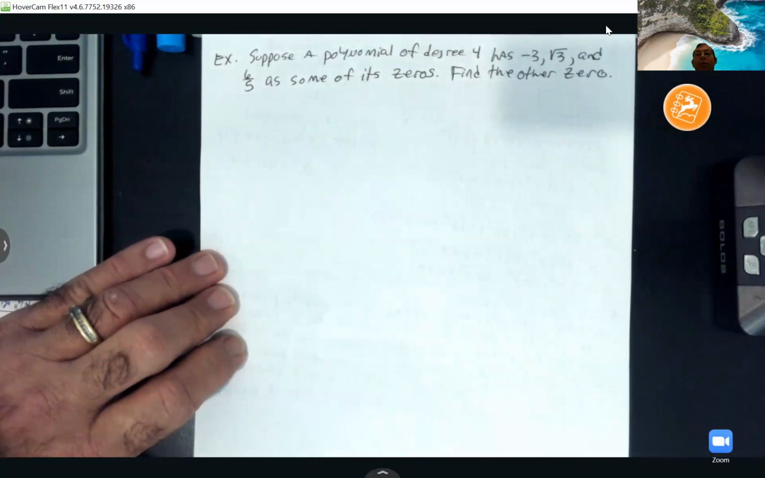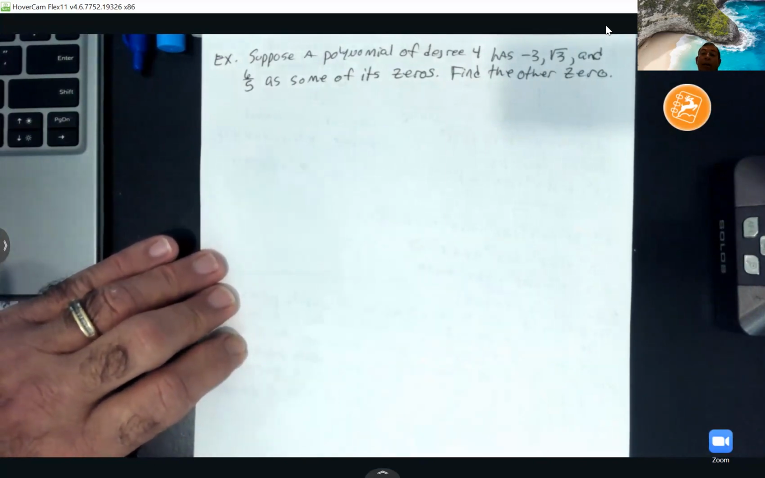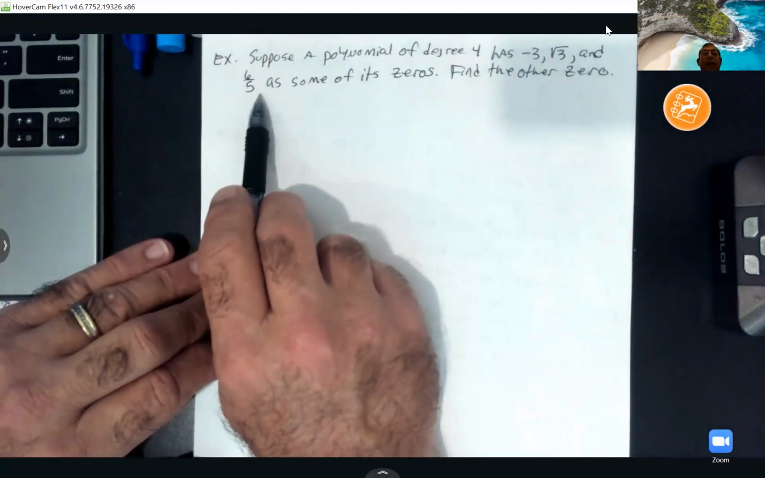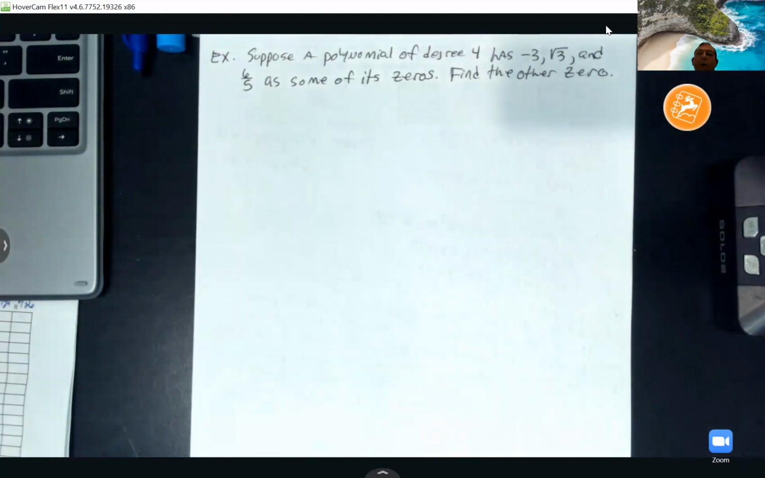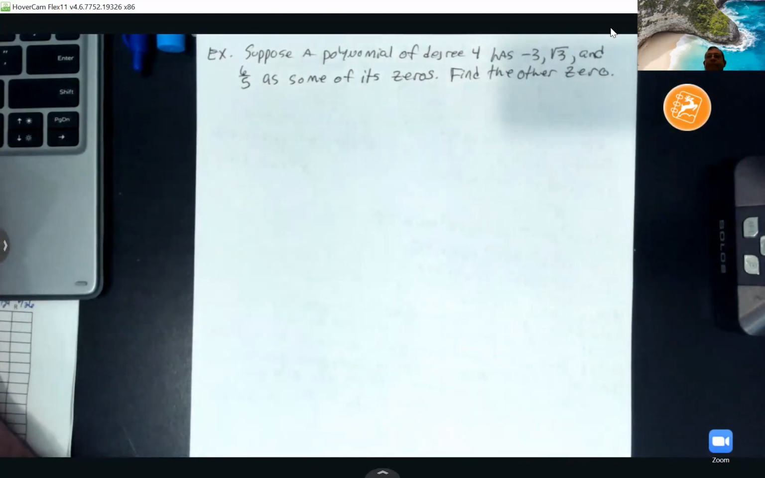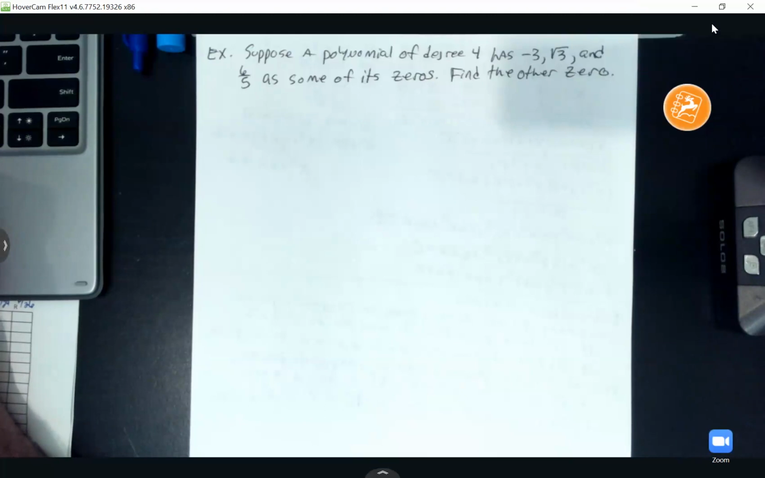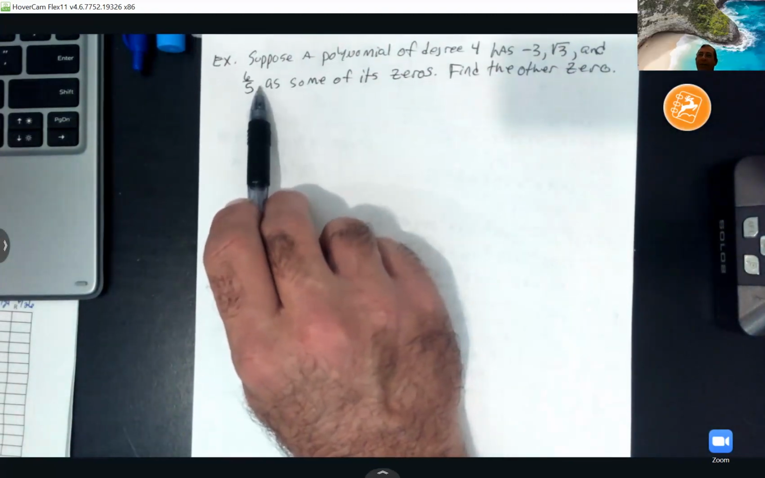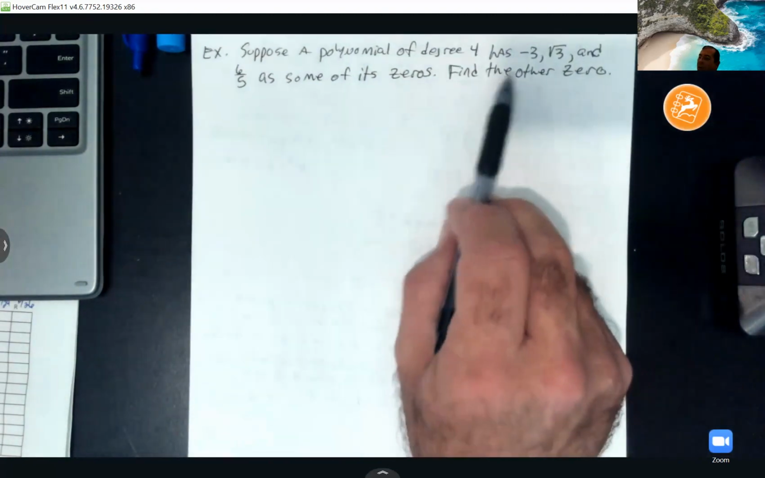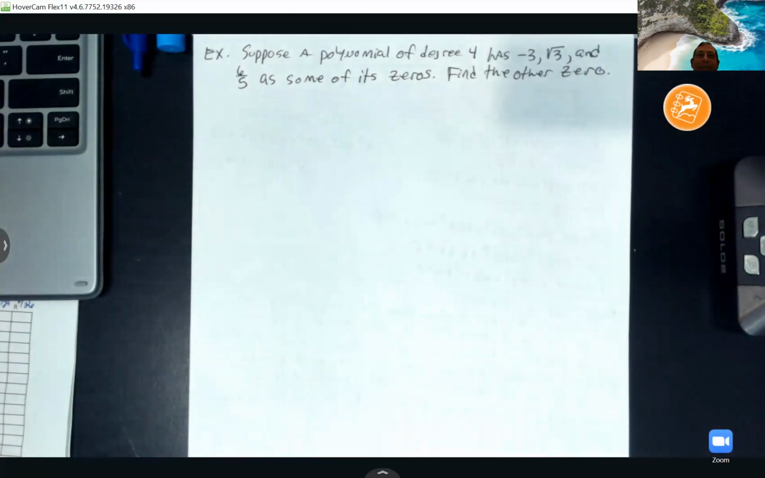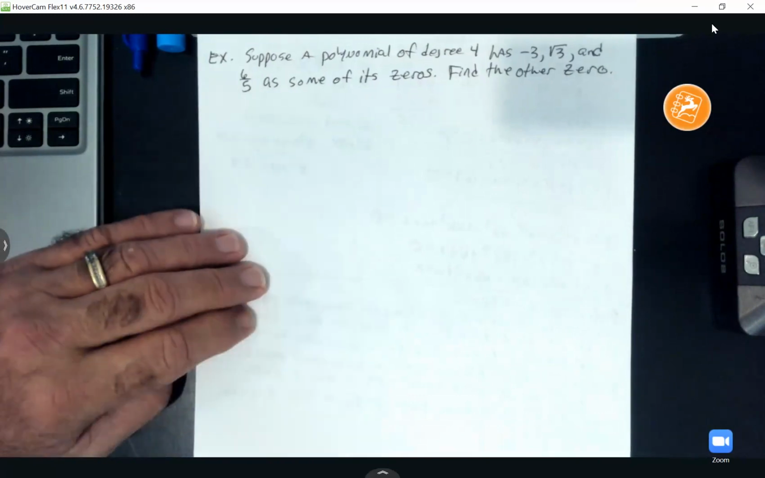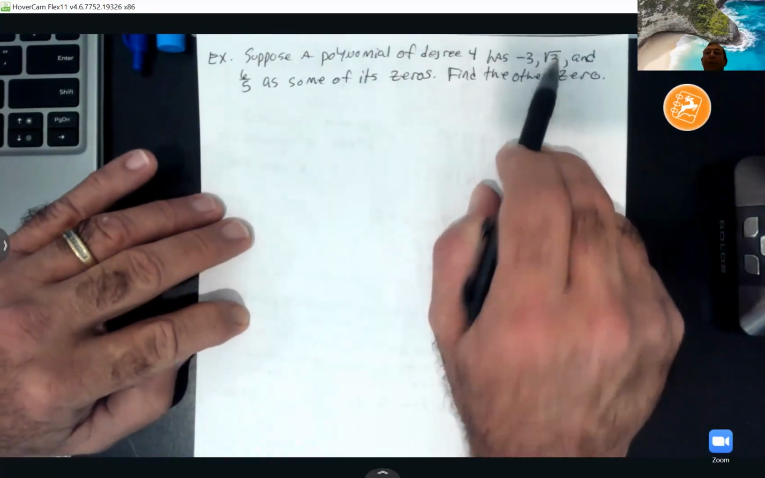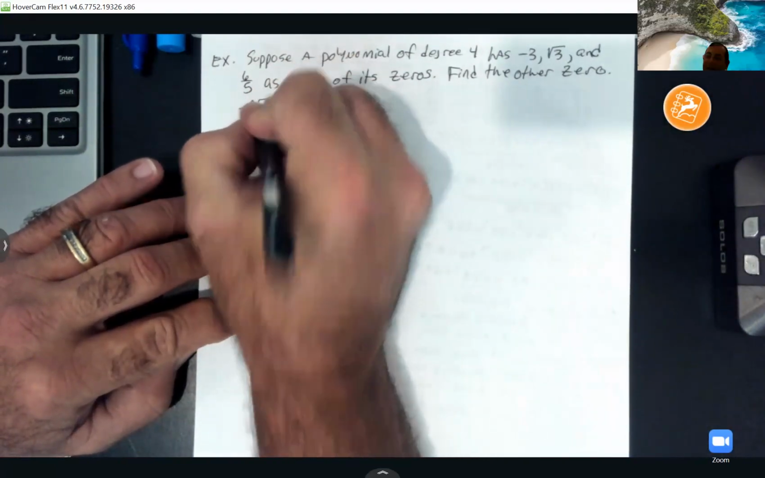Alrighty, y'all. So you have a degree 4, which means it has 4 zeros altogether. They're giving me a -3, a square root of 3, and a 6/5 as some of the zeros. So y'all, what is that fourth zero? -6/5. Well, remember, we didn't have a rule about fractions, but you're on the right track. But which one of these three did we have a rule about? The radical. So if the square root of 3 is a zero, then negative square root of 3. There you go.